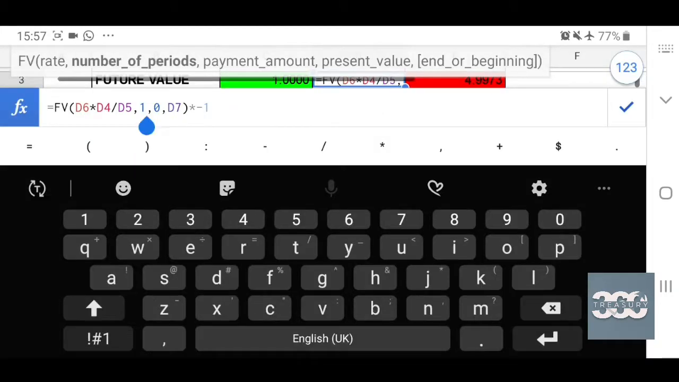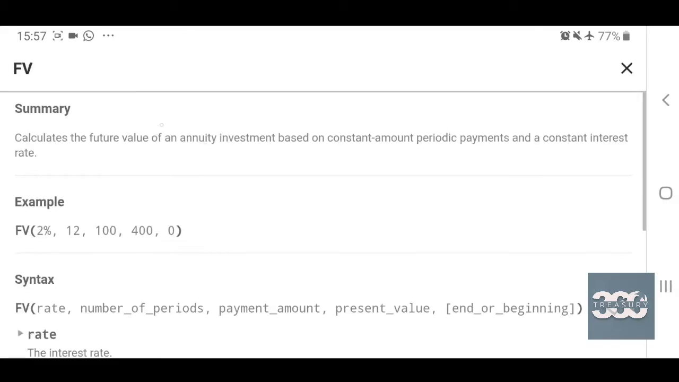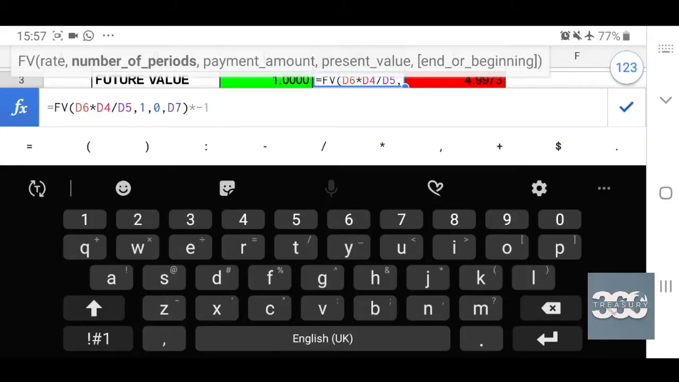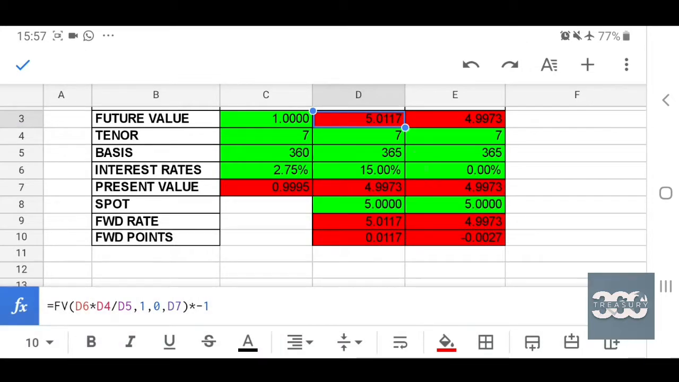Exactly. Okay, and just like the forward, the first is the rate, then we move on to the number of periods. It's just one period. Then the number of payments, sorry about that, the number of payments, which is 0. Then the present value, and just like we did for the PV amount, we multiply by -1 right here to turn the figure into positive.